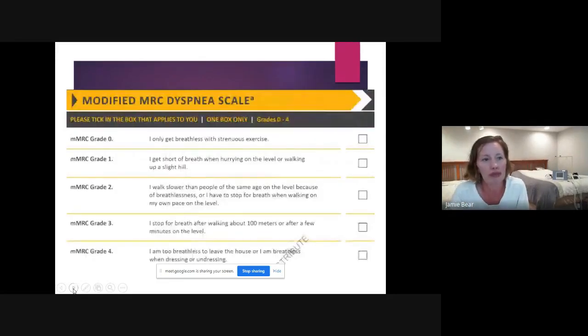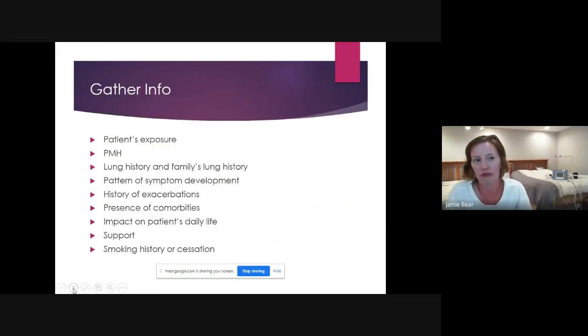So here's an example of the Modified Medical Research Council's dyspnea scale. It's a 0 to 4. 0, I only get breathless with strenuous exercise, all the way up to 4, I'm too breathless to leave the house, or I'm too breathless when dressing or undressing. So looking at that will really affect patients' quality of life.